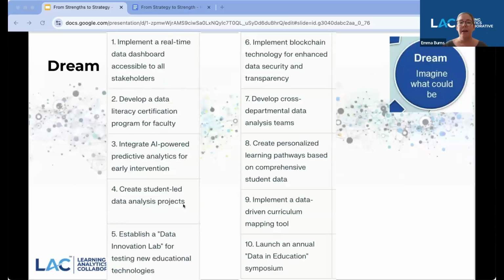And have a look at this list of amazing things I could do at my school. So I didn't copy in how it aligns here just for space, but you can see where some of those align with the things that I identified as strengths. And you might look at this and say, oh, none of these are where I want to go. That's fine. It might spark an idea for where you want to go next with your data culture.